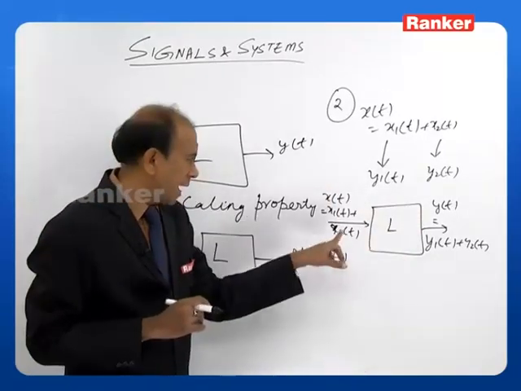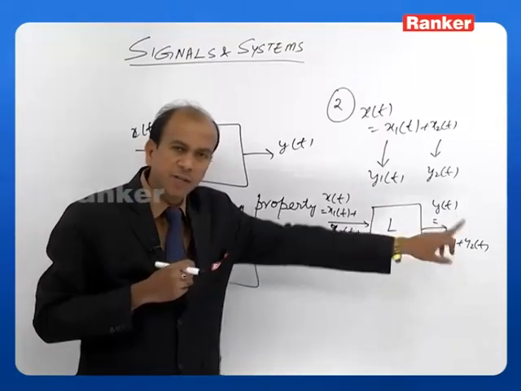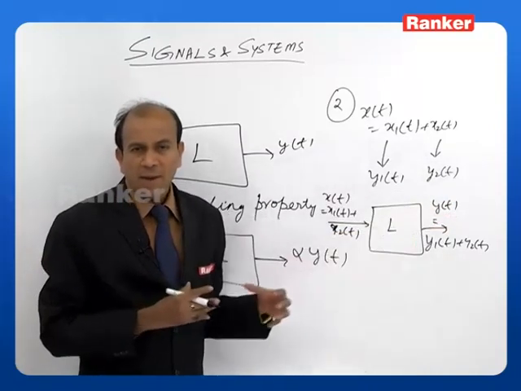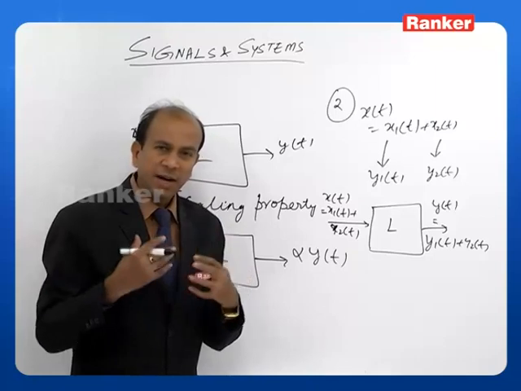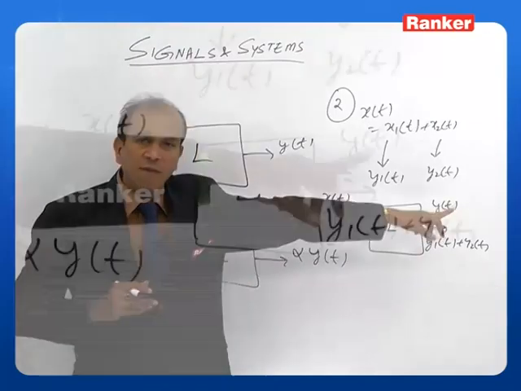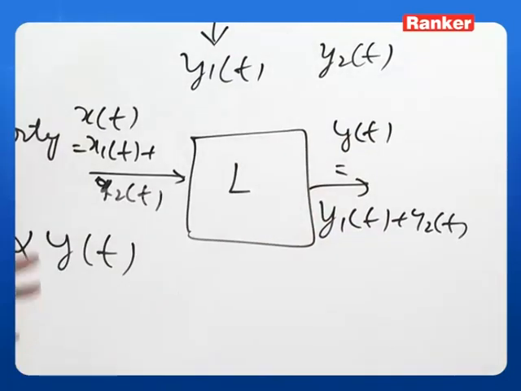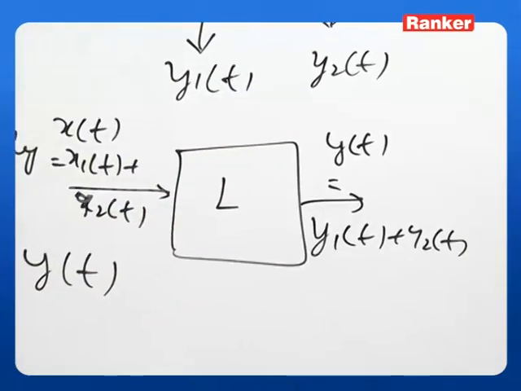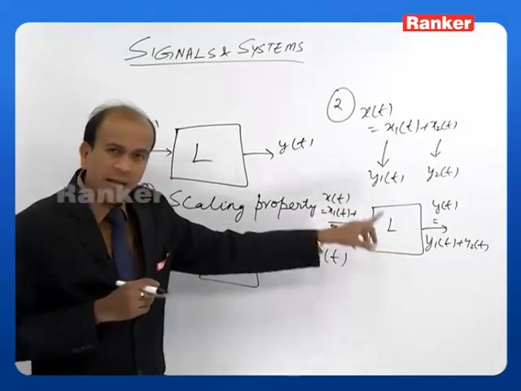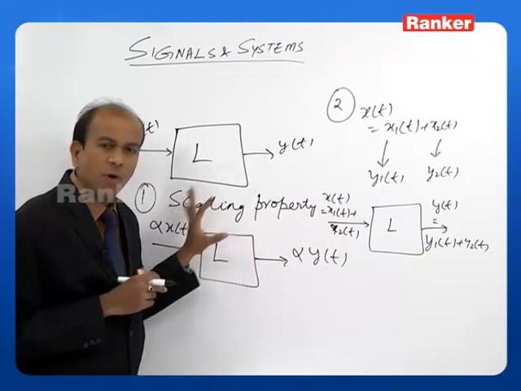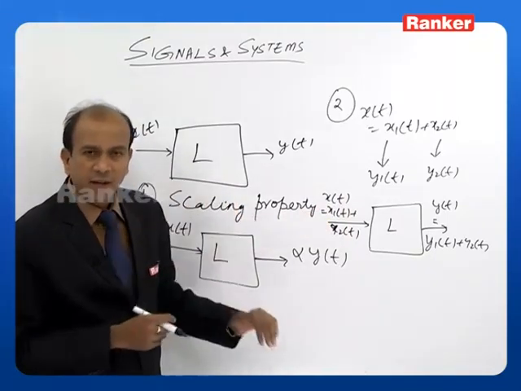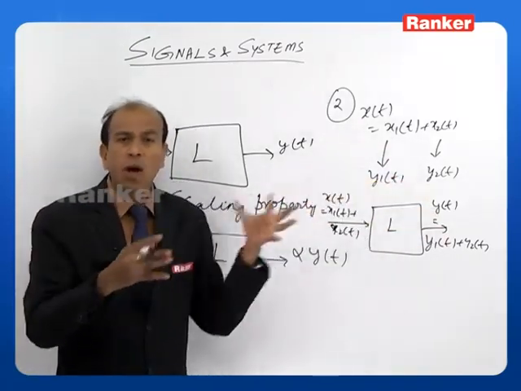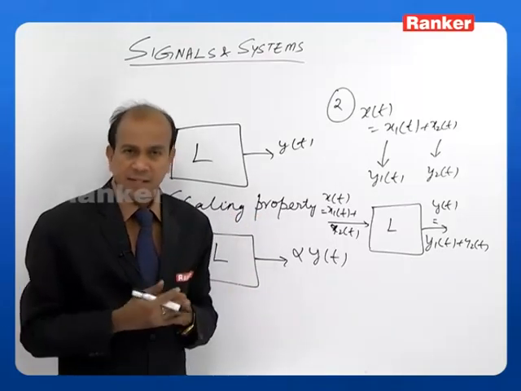What is it we are doing here? x1 of t has a corresponding output, y1 of t, and x2 of t has a corresponding output, y2 of t. Now when I send these one by one, x1 of t is sent in addition to x2 of t, and the output also will be y1 of t in addition to y2 of t. So this is in fact the superposition which is also being satisfied. Now let us look at these two things in combination. When a system satisfies the scaling property, also called the homogeneity property, and also satisfies the superposition property, also called the additive property, then the system is linear.